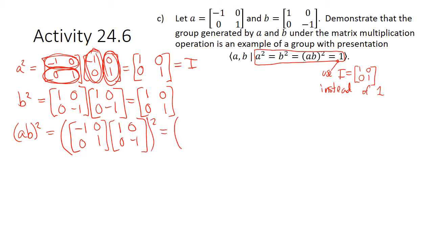So if we multiply those two matrices, let's see, we get [-1, 0; 0, -1]. So that is actually -I. So if I square that, I do get I. Okay, so yes, this is a group with the presentation indicated in the angle brackets there.